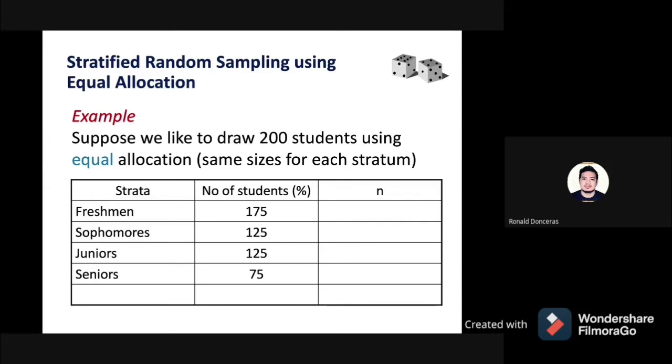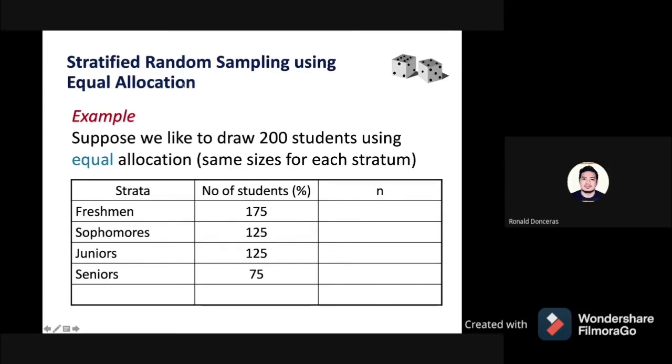Pag equal allocation, regardless kung ilan ang total number of strata, basta equal number of samples ang kukunin natin bawat strata. So ang sample dito, sa isang school merong 200 students for example. Okay? So ang mga stratum natin, we have freshmen, sophomores, juniors, and seniors. So these are the strata. Ngayon, ang freshmen may 175, sophomore and juniors merong 125, and then ang seniors naman merong 75.